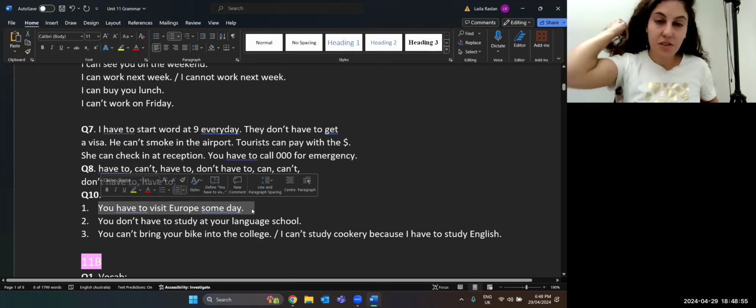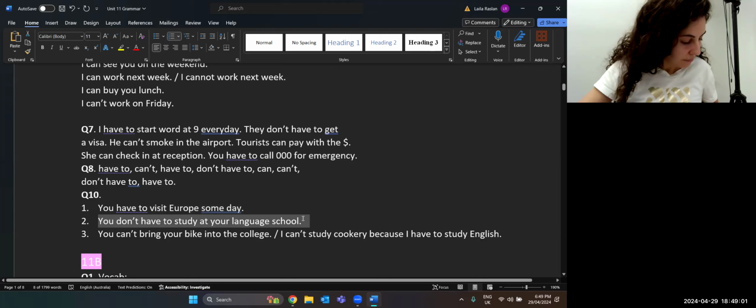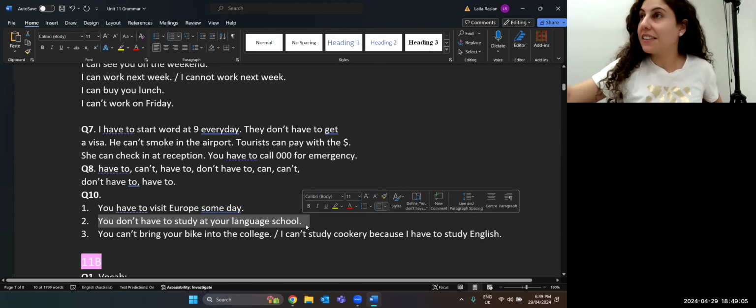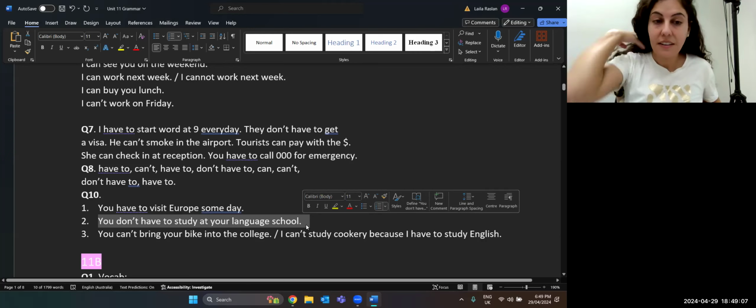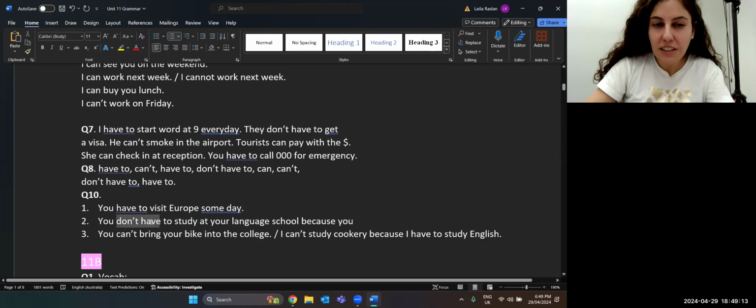Studying at your local school. So you could say a sentence like, you don't have to study at your local school. You know, you can study in another country, you can study online. Okay, you don't have to study at your local school because, so when I say don't, I really should give a reason why, because you can study online. Okay, so you don't have to study at your local language school.